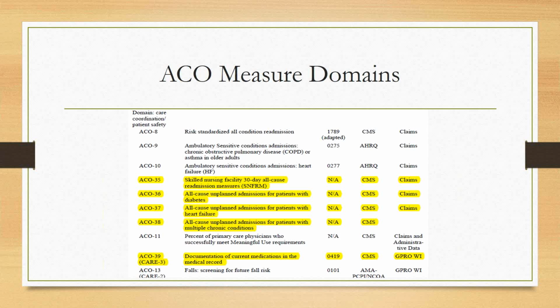If you look down here at the last highlighted one, ACO 39, that one is a wireless interface. So the documentation of current medications in the medical record are pulled from HMS, the SQI tool, and looking at that information in your EHR. Can you move to the next, please?